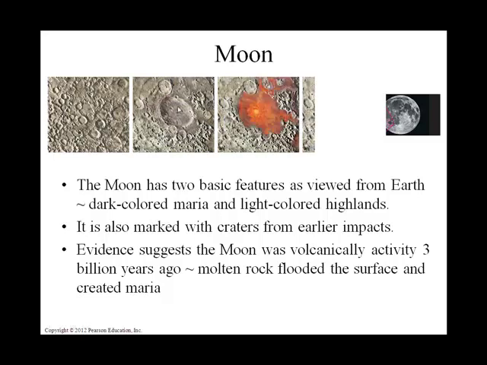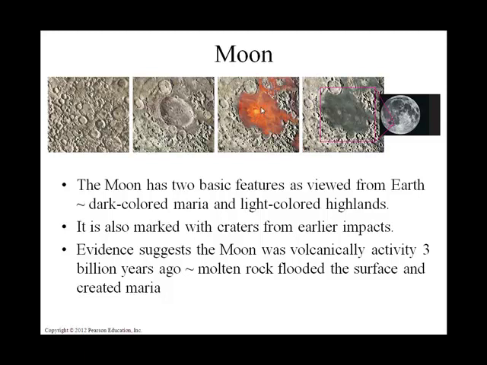And so here we see an impact that actually broke through the thin solid crust of the early moon. Then notice that the liquid mantle flowed and filled in where the impact was. And so it's actually these dark regions that we see that are solidified liquid mantle that filled these impact regions early on.